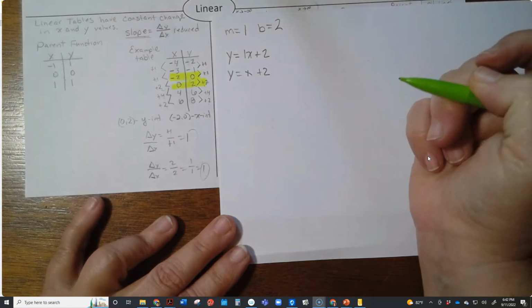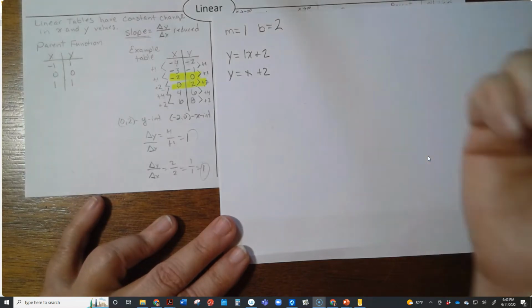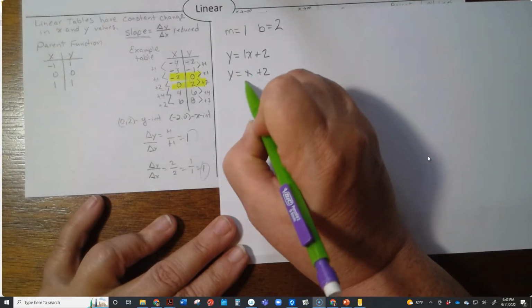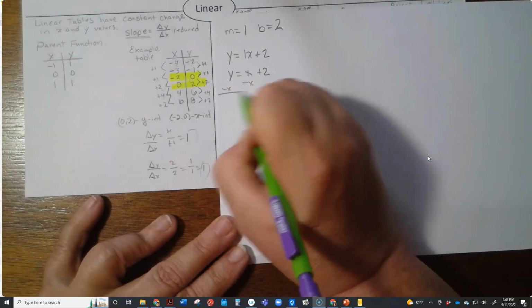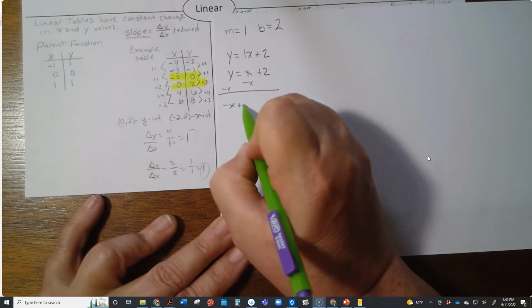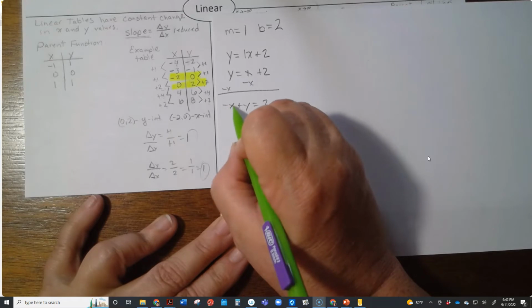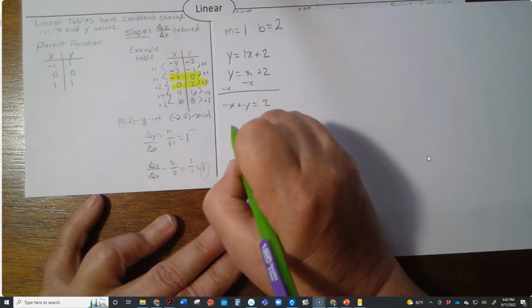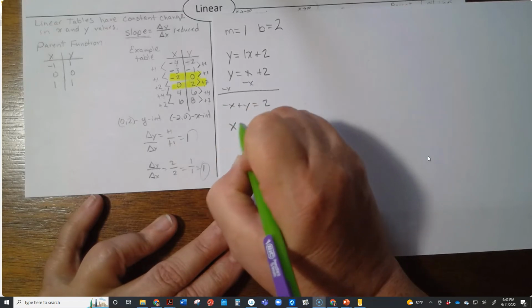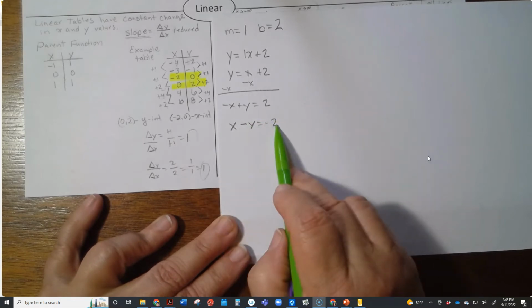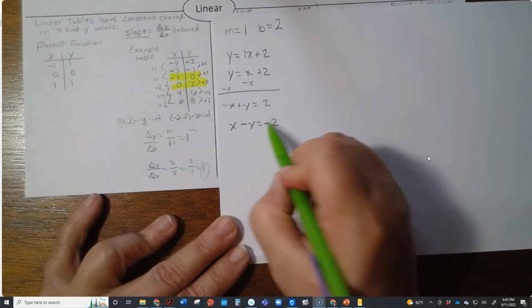If they ask for it in standard form, then you can watch the video on how to change this to the standard form. I'll do this one real quickly. Negative x plus y equals 2, and then we never like our x term to be negative, so we multiply everything by negative 1, which just changes all the signs. So there's my standard form equation.